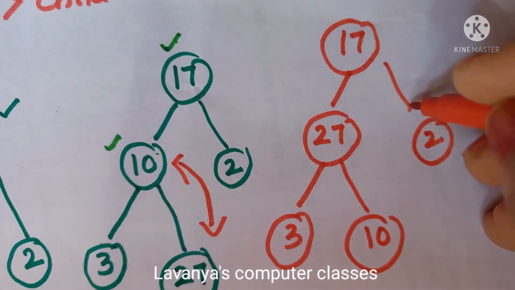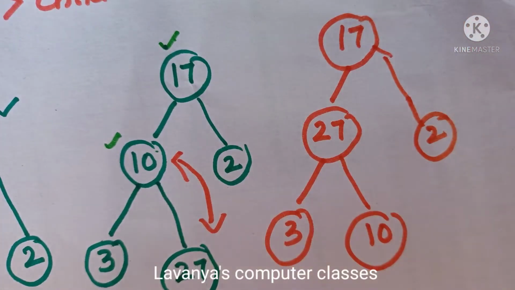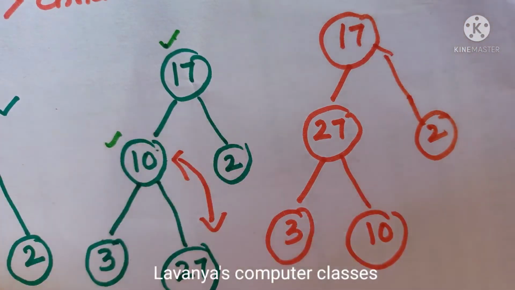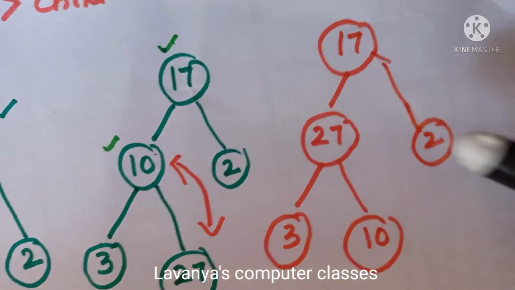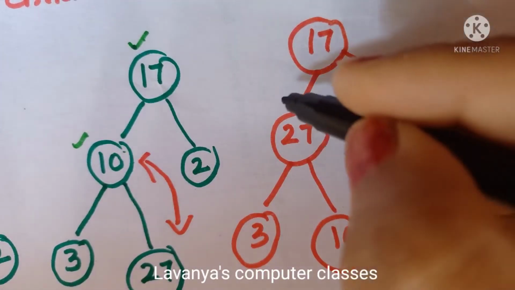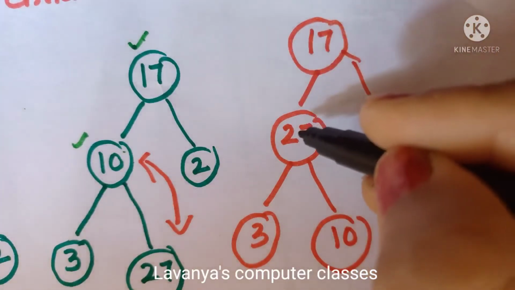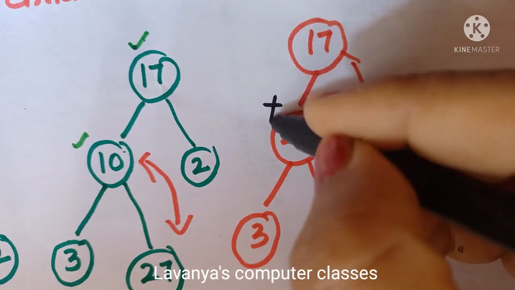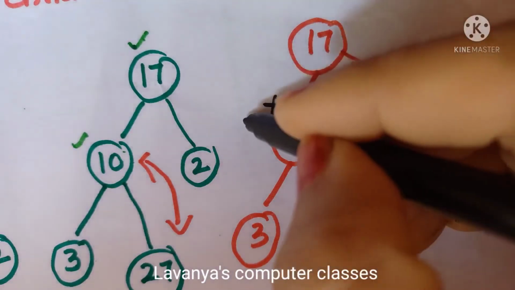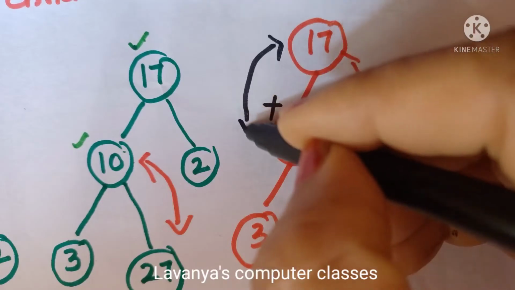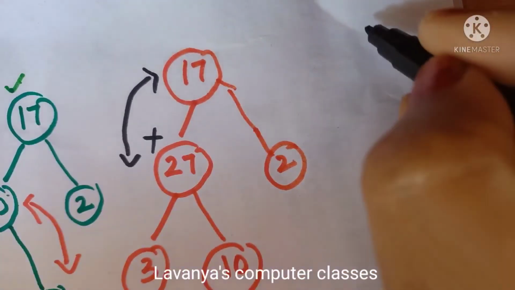Again compare. Here the root node is 17. The children of the root node are 27 and 2. According to the max heap property, the root node is always greater than its children, but here it is not satisfied. So just swap these two values. We swap these two values.